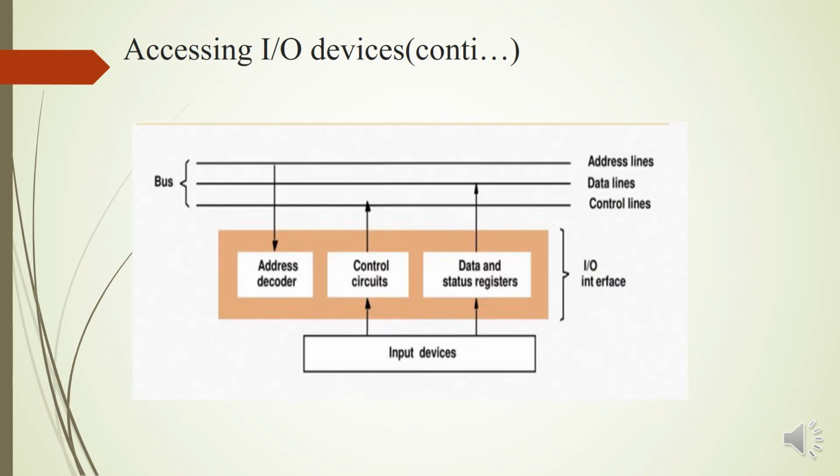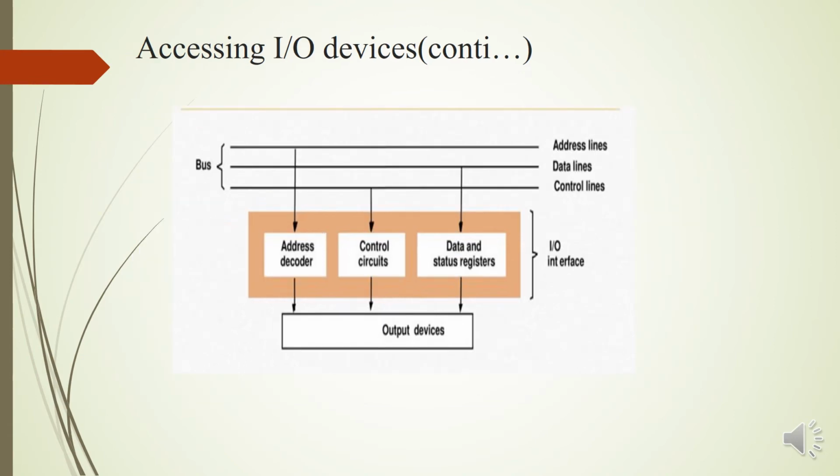This is the diagram where you can find the complete picture of bus, I/O interface and the input device. Bus consists of 3 sets of lines: address lines, data lines, control lines. I/O interface consists of 3 modules: address decoder, control circuit, data and status register. And this is your input device, which is capable of giving the input to the processor.